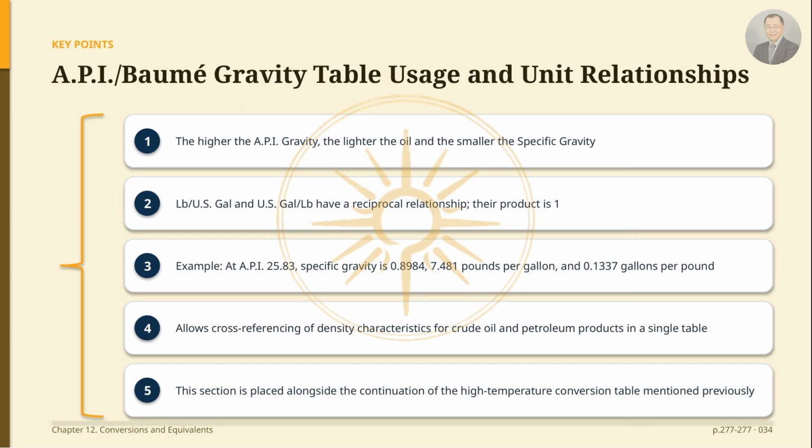It demonstrates the principle that the higher the API gravity value, the lighter the oil and the smaller the specific gravity. For example, when the API is 25.83, the specific gravity is 0.8984. This table is designed to allow you to check the density characteristics of crude oil and petroleum products at a glance. Engineers should cross-reference the necessary values for actual field calculations, and please note that this is placed along with the continuation of the high-temperature conversion table discussed previously.